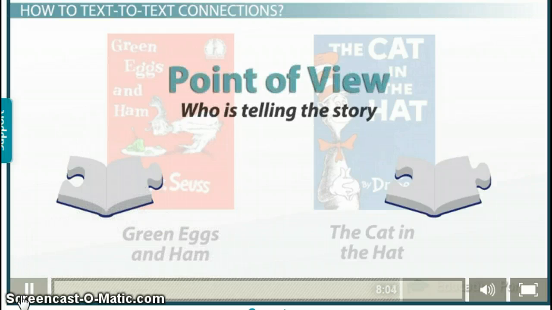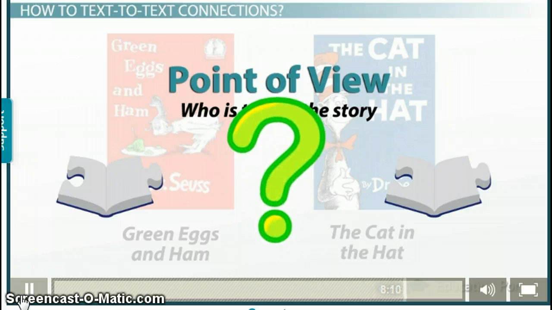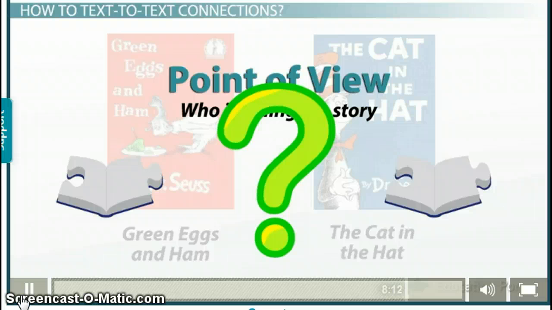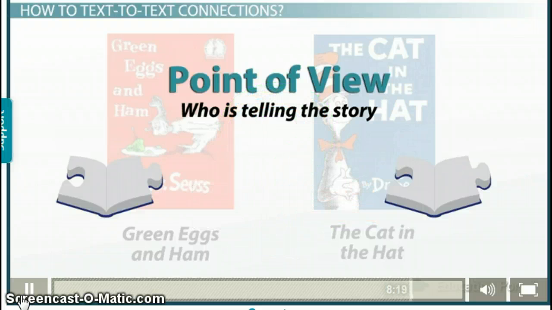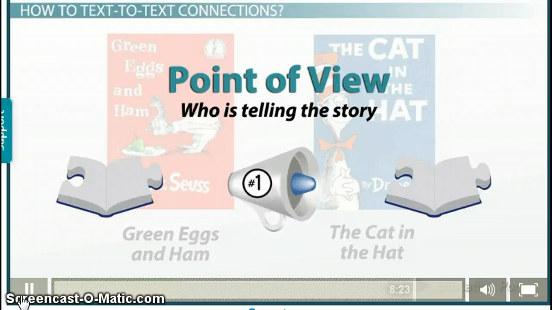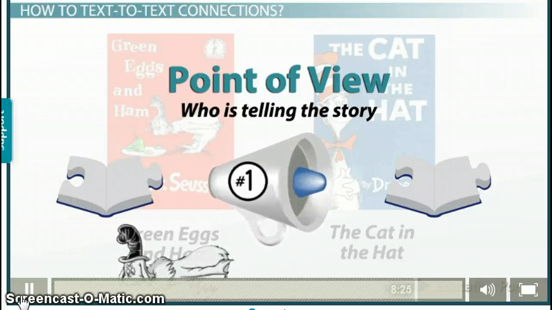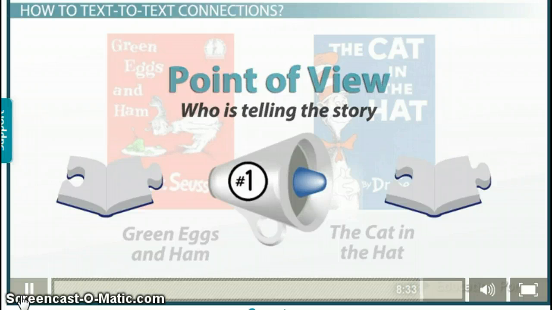Point of view. Who is telling the story? Who is the narrator? What do we learn through his point of view? What do we not know? How are we limited? Do the stories have the same point of view or different ones? For both of our stories, the point of view is the same. They are both told in first person. Because of this, we are limited by what the characters share with us. We do not know anything about Sam or about the cat. Both stories do not share any of the characters' thoughts, just what they say aloud or the actions that they take.